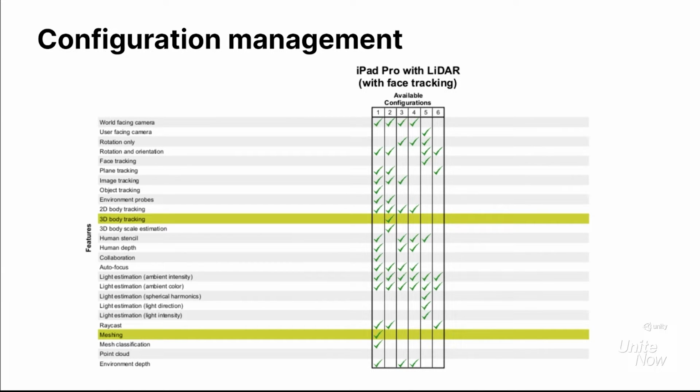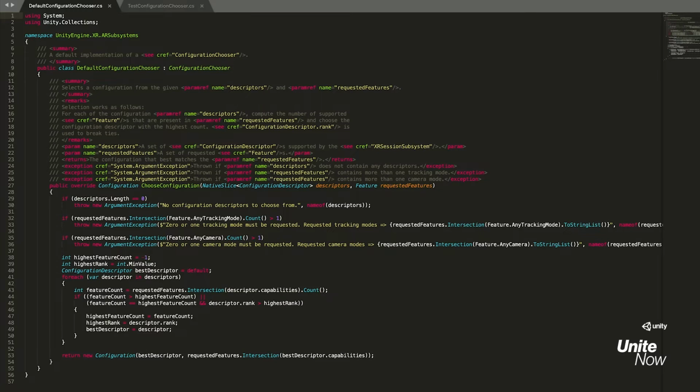The job of the configuration chooser is to look at the available configurations that are possible and to choose a configuration that best matches the needs of the application. Let's dive into a specific example by looking at the code for the default configuration chooser and writing our own. This is the code for the default configuration chooser. This implementation is extremely simplistic. The goal of the default configuration chooser is to choose the configuration that matches the most number of features. That's it. Nothing fancy, simply choosing the configuration with the maximum number of matching features.